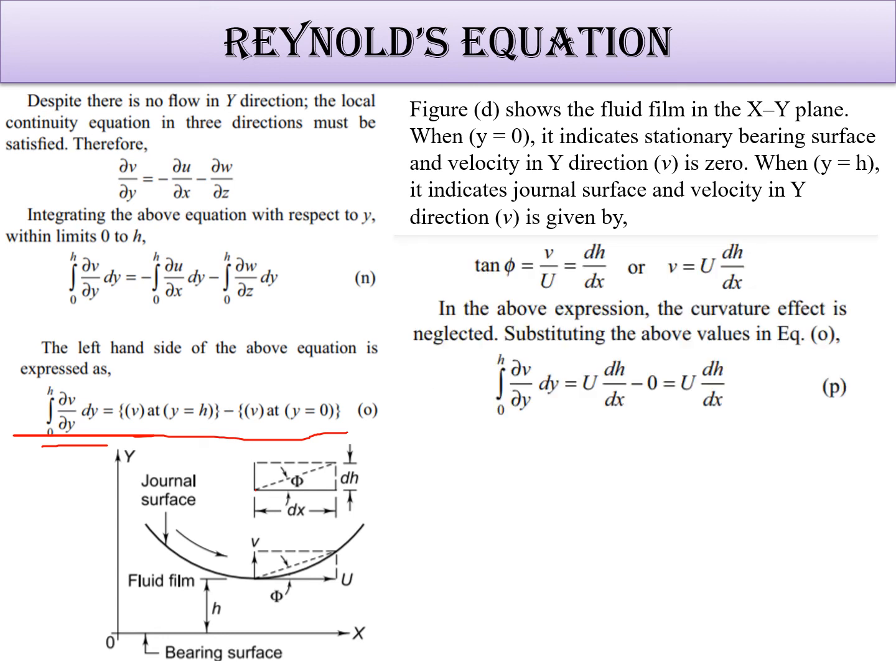So tan of phi is equal to what? dh by dx. So v upon u, or you can say dh by dx. So v is equal to u into dh by dx. With the value of v we can put here, that is u dh/dx minus 0, u into dh/dx. Now from these two equations, we can get integral from 0 to h of ∂u/∂y dy plus ∂w/∂z dy minus u dh/dx.